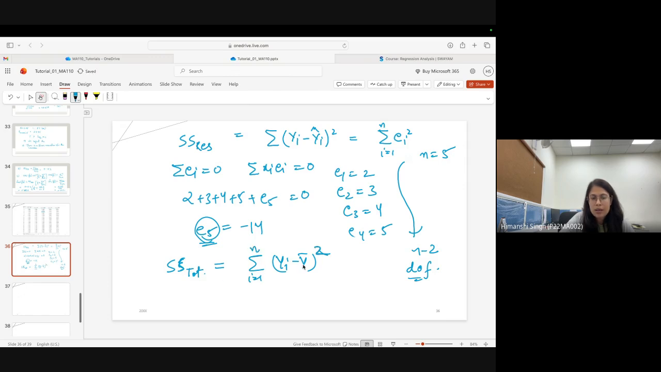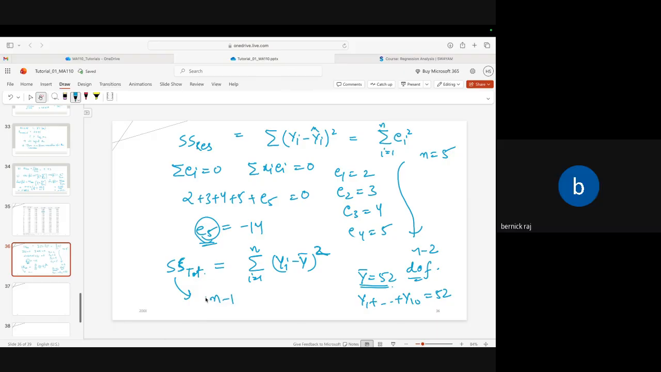Now here I have yi minus y bar whole square. I have the influence of y bar also. So I know that y bar is some constant quantity, for example, 52. Then due to this y bar, I have only one constraint, that y bar is 52. So y1 plus till y10, for example if n is 10, is equal to 52. So I can choose 9 of the yi's, but I cannot choose the 10th, y10. So here one degree of freedom is missing. Because of that, the degrees of freedom of SS total is n minus 1. Clearly understood, madam. Thank you.